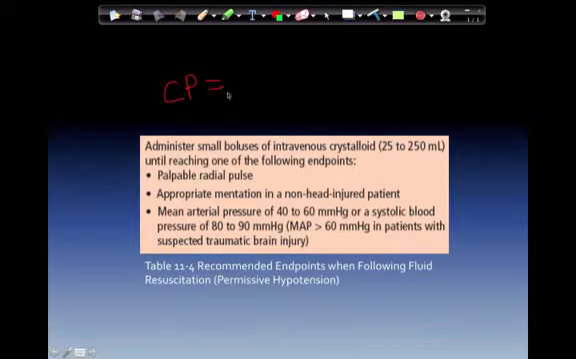Cerebral perfusion equals mean arterial pressure minus the intracranial pressure. So as the intracranial pressure goes up, the mean arterial pressure has to go up to allow for cerebral perfusion to occur.